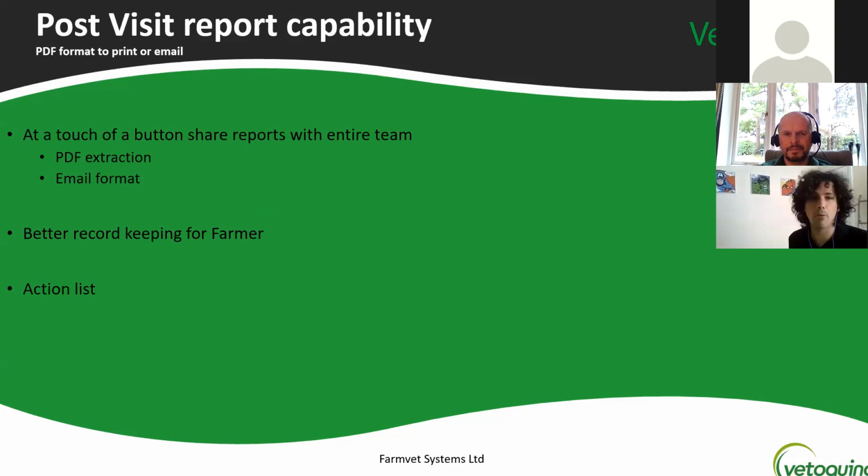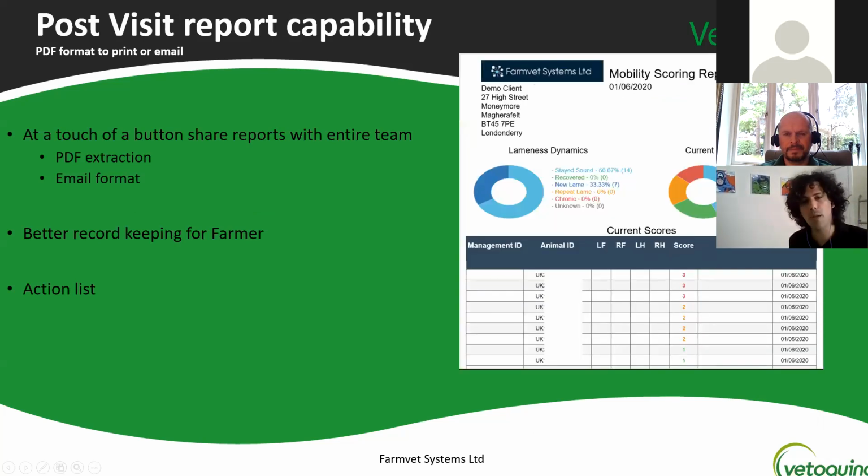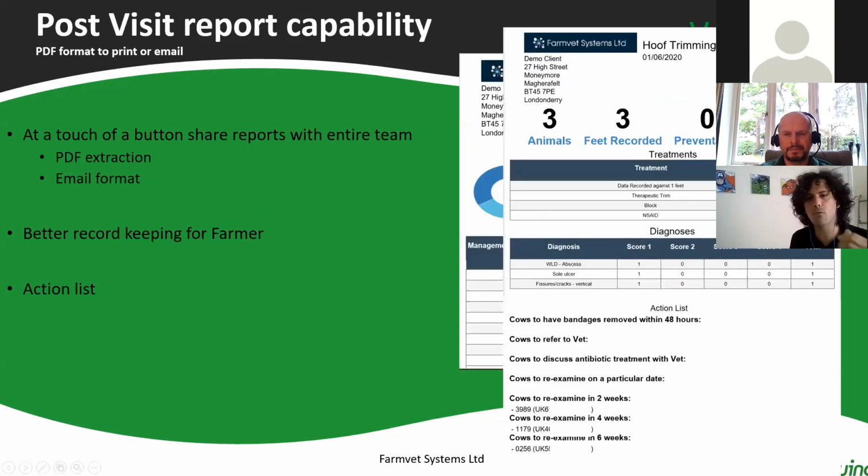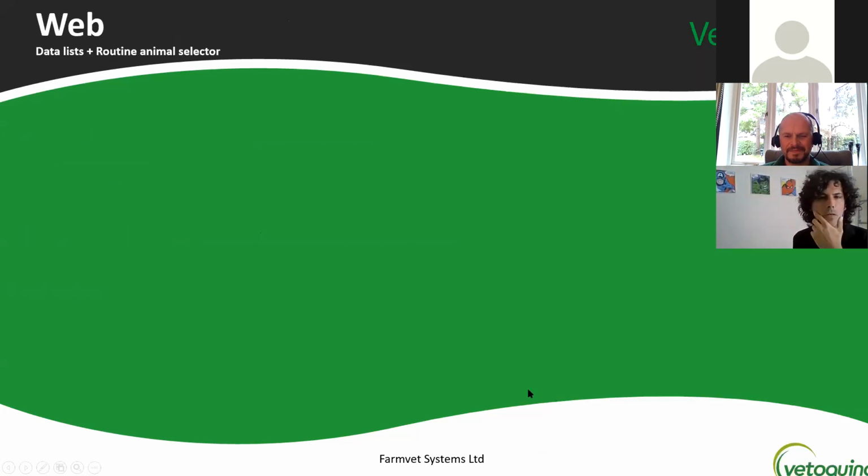So this is what I was just talking about. And also, when it gets printed out, we make an action list, as you can see here at the bottom. We tell you exactly what was entered on the visit and what actions need to happen. So if a bandage needs to come off, then the cow will be there. Again, something quite intuitive that passes straight to the farmer. The job is therefore handed over.